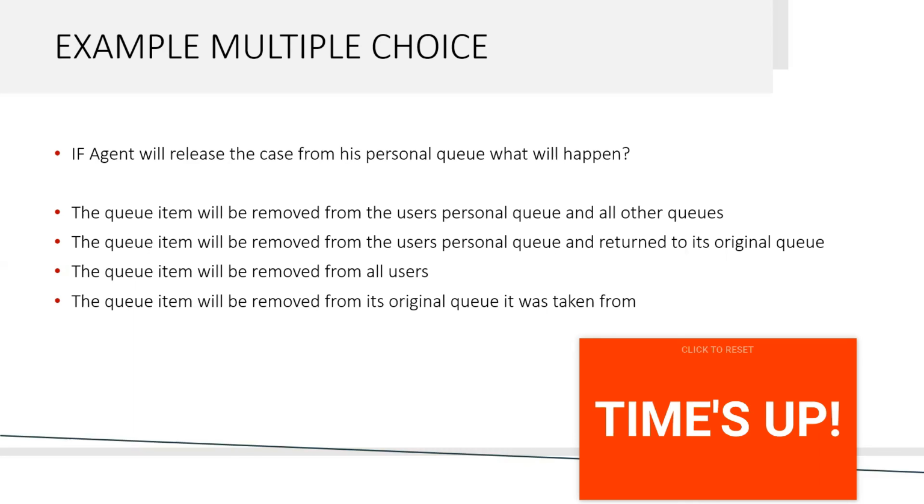Okay, so the correct answer for that question is option B, where the queue item is going to be removed from the user personal queue and returned to its original queue where it was situated earlier.